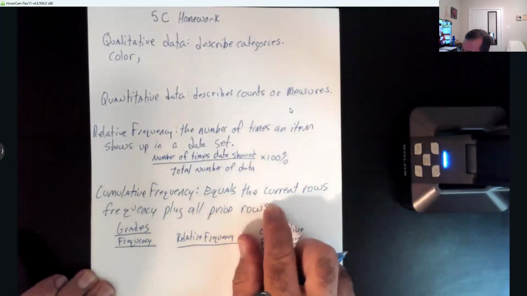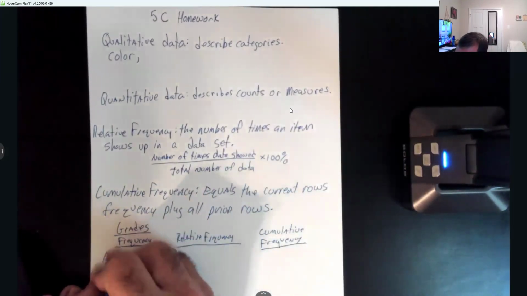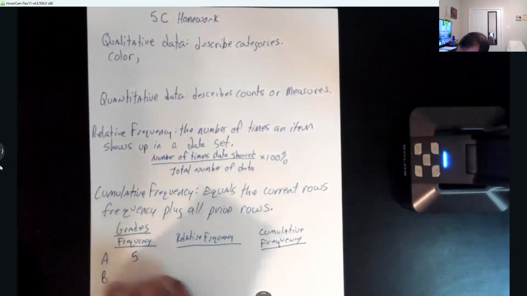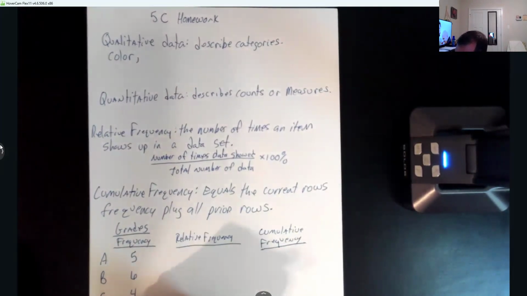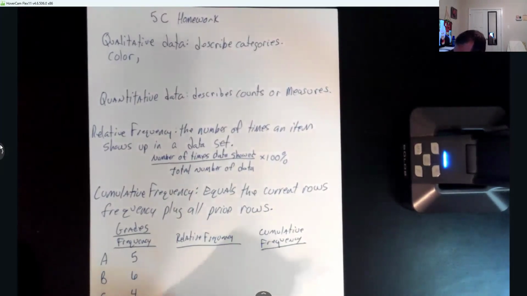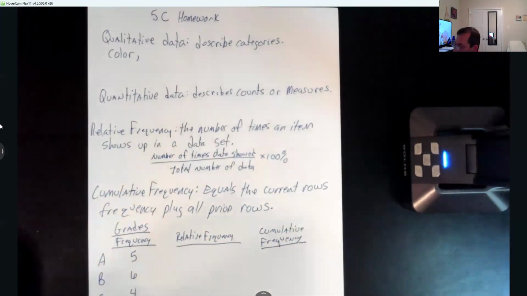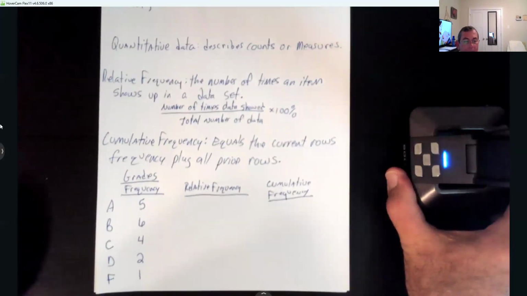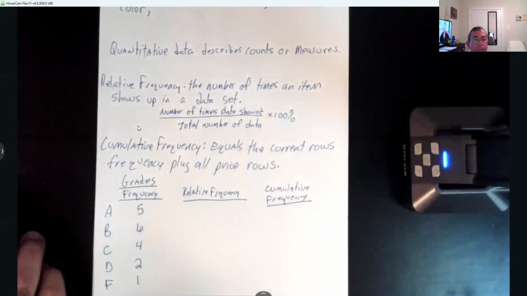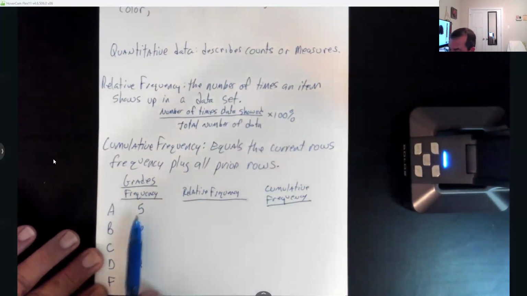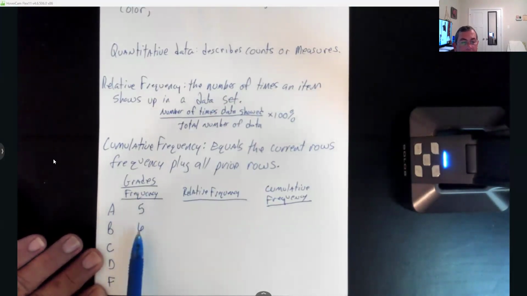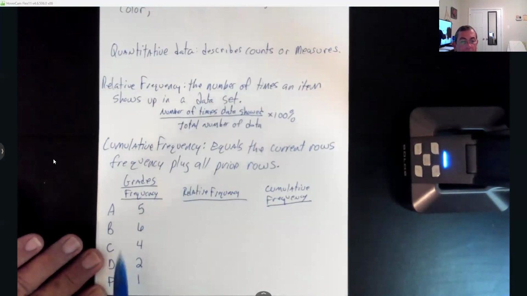So say I had some grades. And on them grades, I had 5 A's, 6 B's. Oh, my C's were down to 4. D's were 2. And F, I had 1. So y'all, let me pull that down where y'all can see that better. So this is the frequency of each of my scores. I had 5 A's, so it happened 5 times, 6 B's, 4 C's, 2 D's, and 1 F.